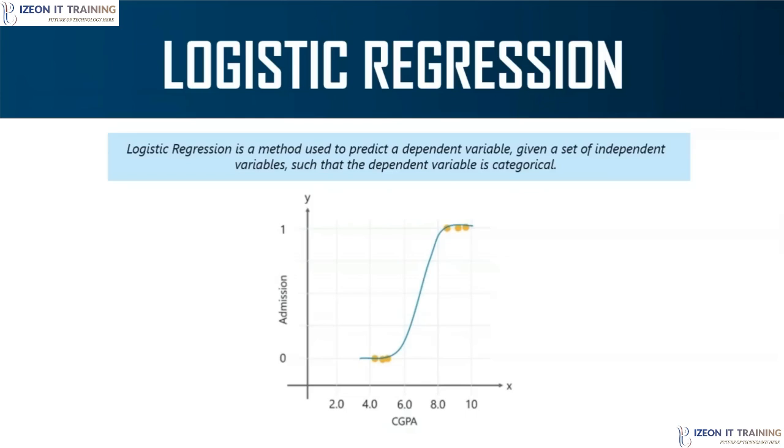To define logistic regression, it is a method used to predict a dependent variable y given an independent variable x such that the dependent variable is categorical, meaning that your output is a categorical variable. So obviously this is a classification algorithm. To clear your confusion, when I say categorical variable, I mean that it can hold values like 1 or 0, yes or no, true or false, and so on. So basically in logistic regression, the outcome is always categorical.